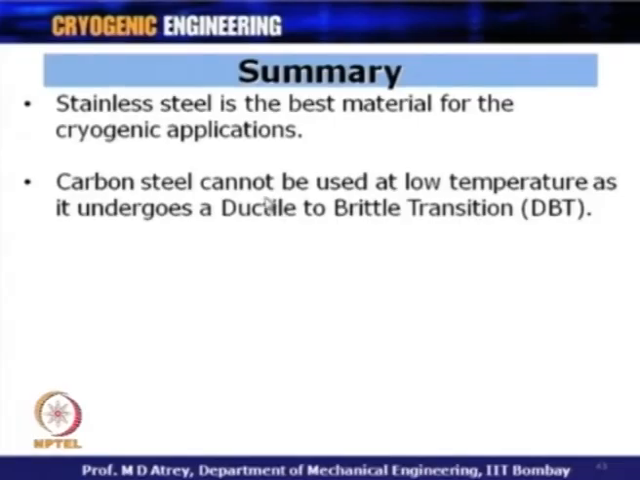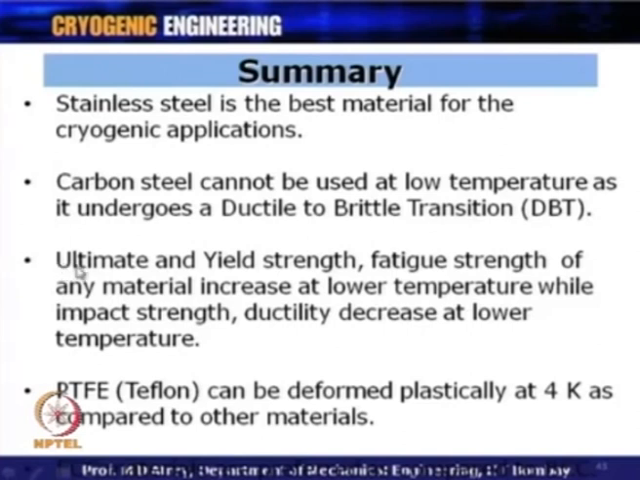So, we talked in brief about plastic, and we talked at length about the mechanical properties of different metals. If I were to summarize, we will summarize as follows. We found that stainless steel is the best material or the most preferred material for cryogenic applications. Carbon steel cannot be used at low temperatures as it undergoes embrittlement. We also saw that the ultimate and yield strength and fatigue strength of any material increase at lower temperature, while the impact strength and ductility could still be acceptable. For example, we saw that for stainless steel, the impact strength and ductility are still acceptable at lower temperature. And also, therefore, PTFE is the most preferred plastic at lower temperature.